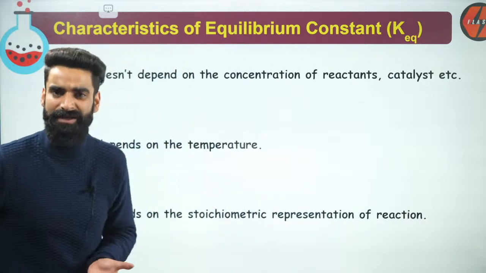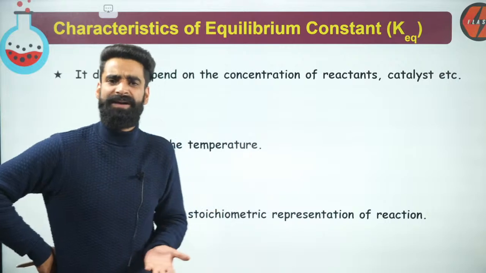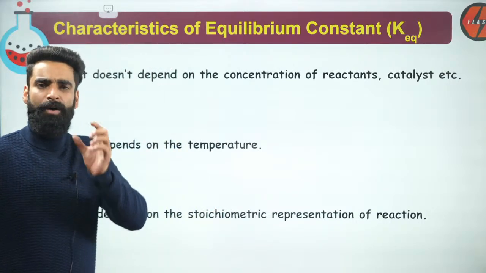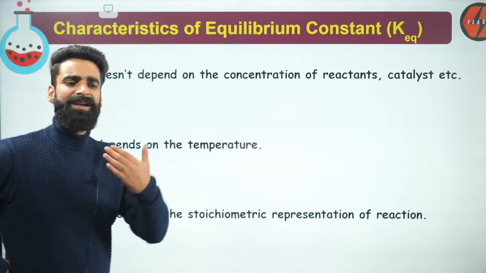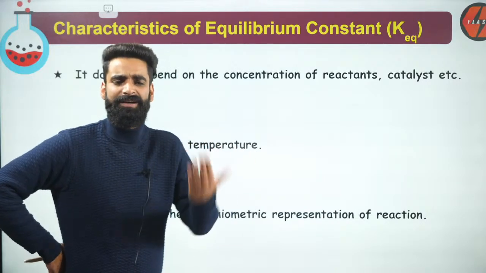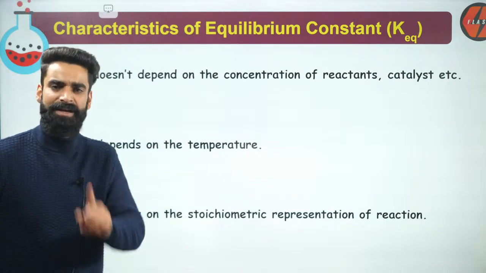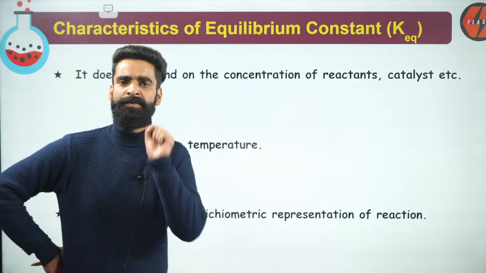What does a positive catalyst do? For example, I'm talking about a positive catalyst. It speeds up the rate of reaction. If it is speeding up the rate of reaction, by using the catalyst, what will happen? Equilibrium will get attained quickly in the reaction. That's it, nothing else. So catalyst has got no role to play with the value of equilibrium constant.